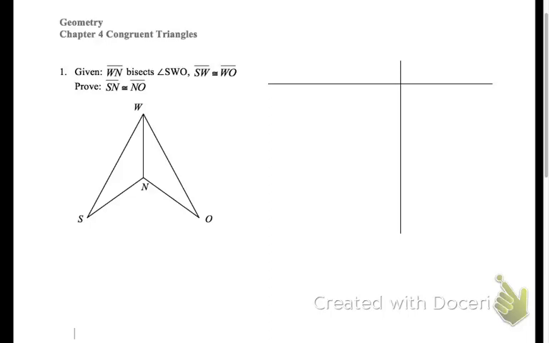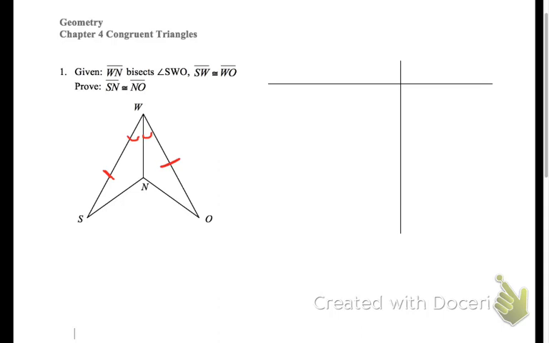Here's our Chapter 4 review. We've got a couple of proofs to go through here. We're going to take our given statements: WN bisects angle SWO. That gives us, I'm going to mark up this diagram, these angles we know are going to be congruent. We've got SW congruent to WO, and we need to prove segment SN is congruent to segment NO.